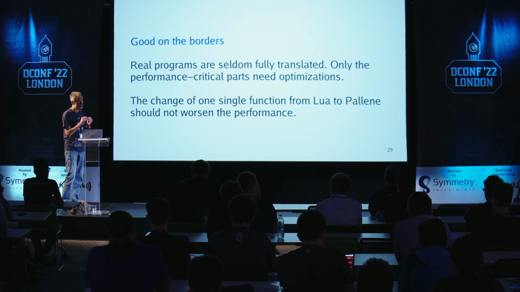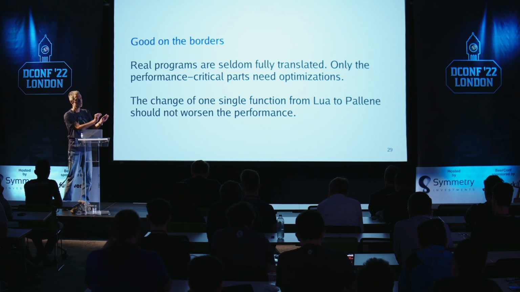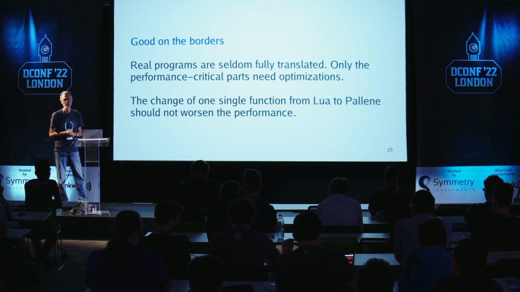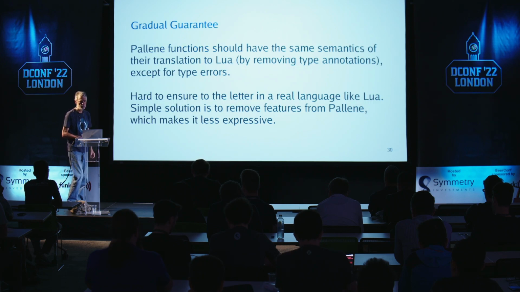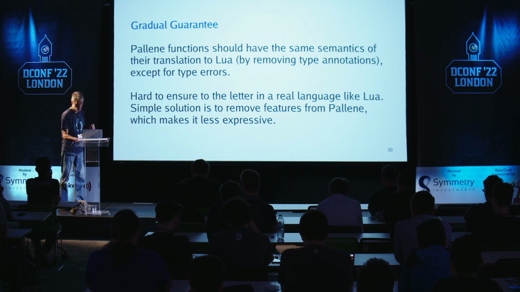And so, for instance, if you change even small functions or just a single function from Lua to Pallene, it should not make the program worse. It's not like, oh, if you change all that, then you have gains. But if you change gradually, each change does not improve. Only after you do everything, it's going to improve. And then you realize it didn't, and then you waste a lot of time. And so the gradual guarantee, I talked about that already, so I don't need to repeat it.